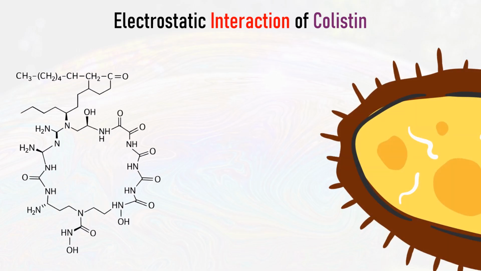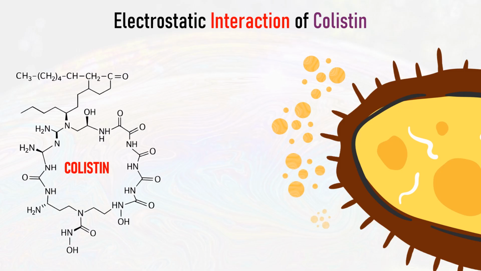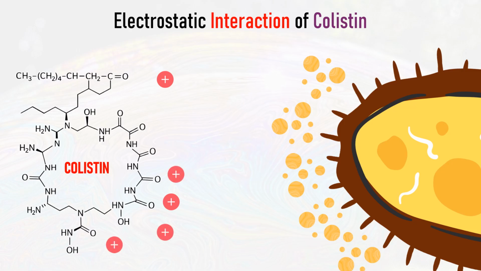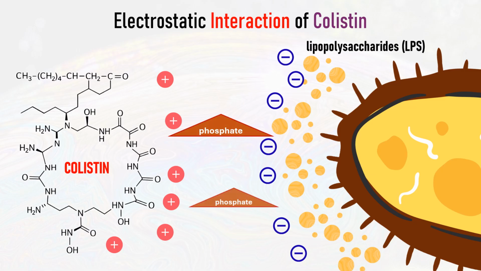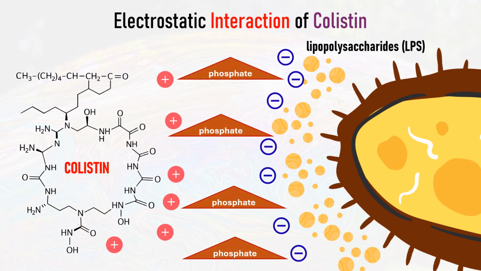The first step is the electrostatic binding of colistin to lipopolysaccharides, LPS, of a bacterial outer membrane. Lipopolysaccharides contain negatively charged phosphate groups. These groups are normally stabilized by divalent cations, calcium and magnesium. The positively charged amino groups of colistin compete with these ions and displace them from the membrane. As a result, interactions between lipopolysaccharide molecules are weakened.